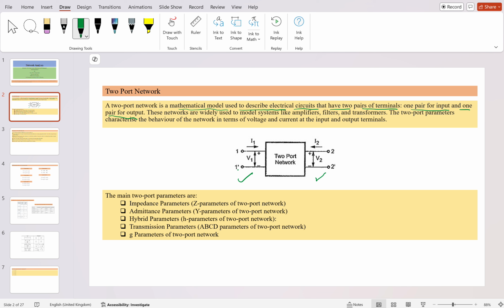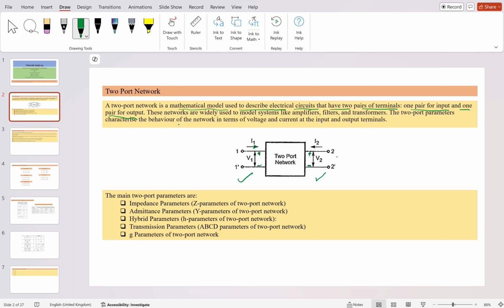If you see, this is 1, 1 dash, 2, 2 dash, and V1 is the voltage across the input terminal, and the voltage across the output terminal is V2. And the current which is entering into the two-port network is I1, and the current entering from the output side into the two-port network is I2. So this is the general convention we follow for the two-port network.